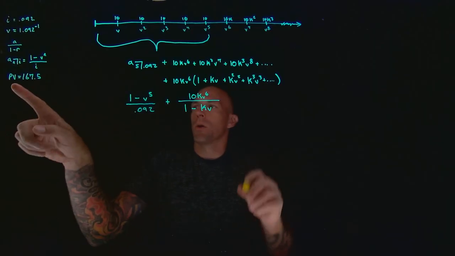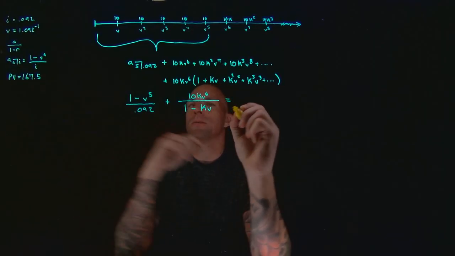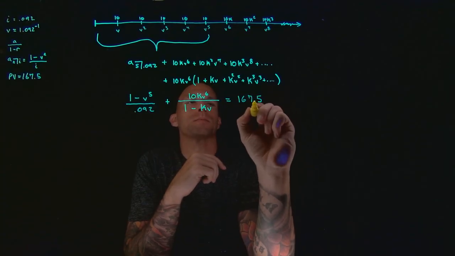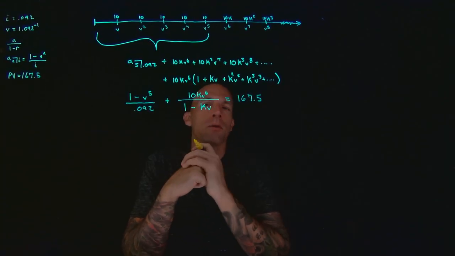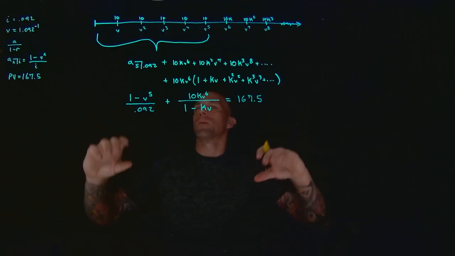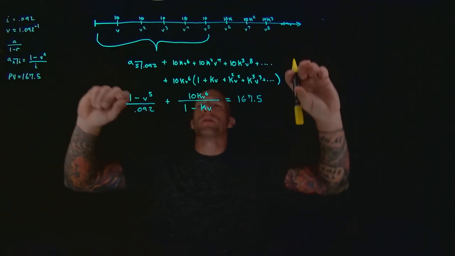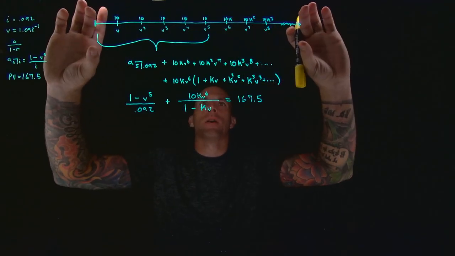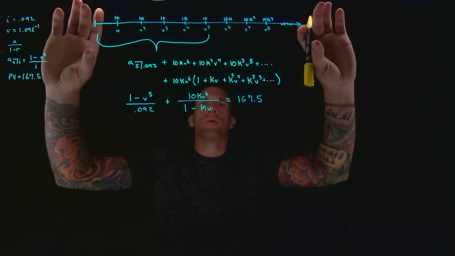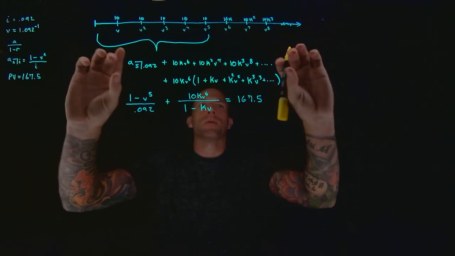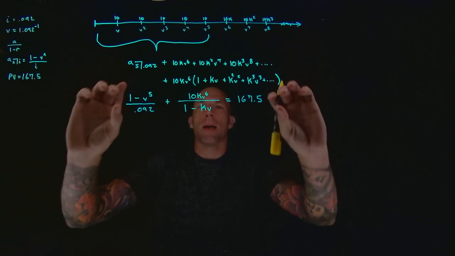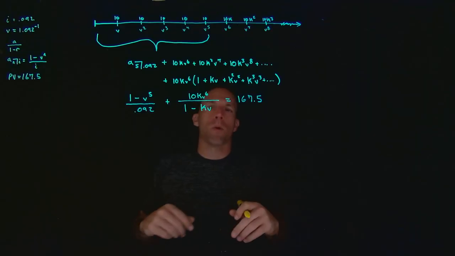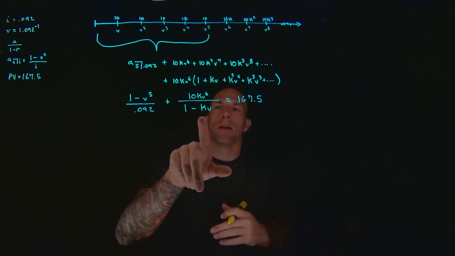And then we're told that all of this has a present value of 167.5. From here on, it's just algebra. So we've kind of got 3 forms of the problem here. We've got the scenario in timeline form, and then maybe in series form or annuity form, and then we get down to algebraic form where we can do our work and solve for our unknown.